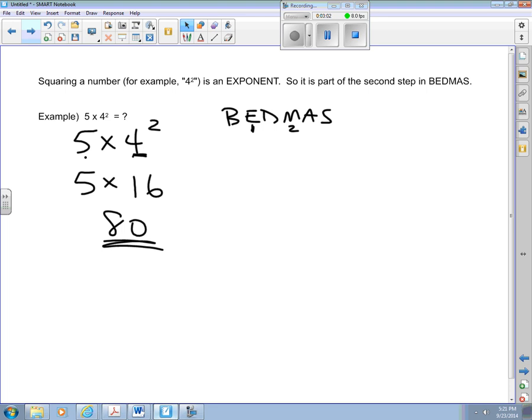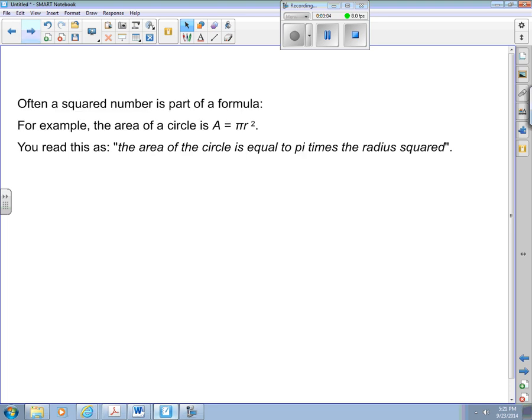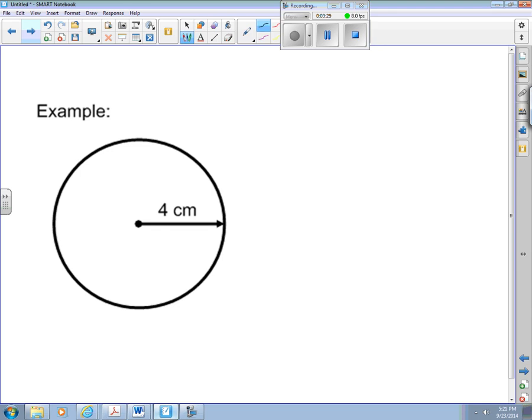Otherwise, let's move on to the next section on that handout, where it says often a squared number is part of a formula. For example, the area of a circle is pi times r squared, or pi times radius squared. In math, when there's no symbol between two things, we know for a fact that there's a multiply between them. You read this as the area of the circle is equal to pi times the radius squared. So the example I have for you to fill out is this picture here. So write down the formula. Area is pi times radius squared.